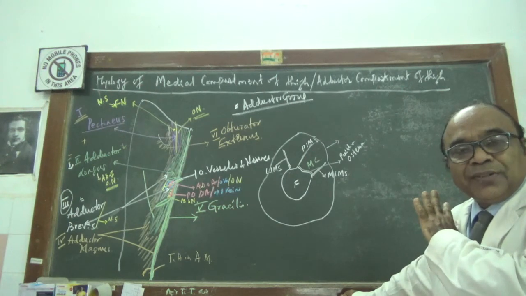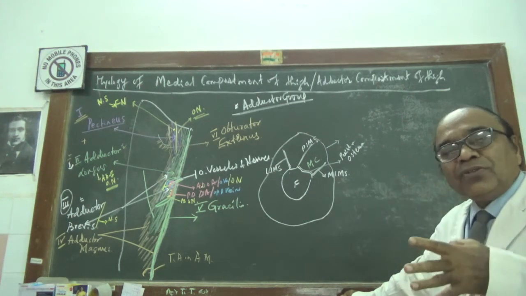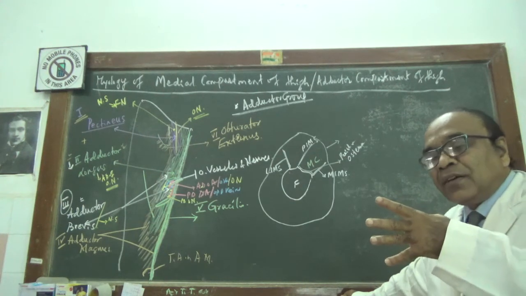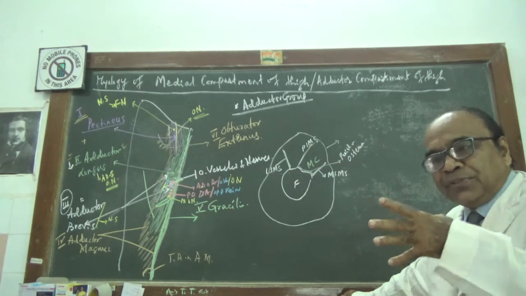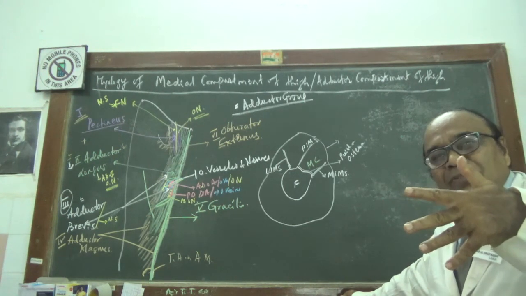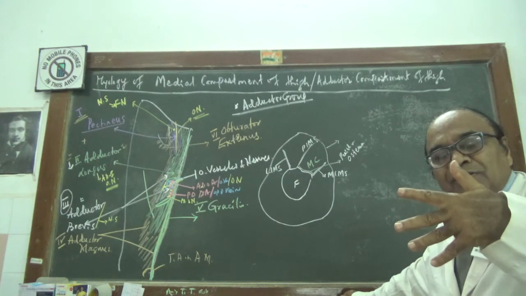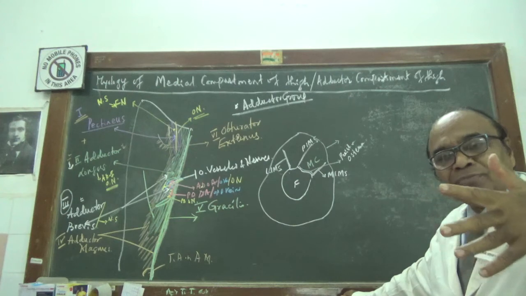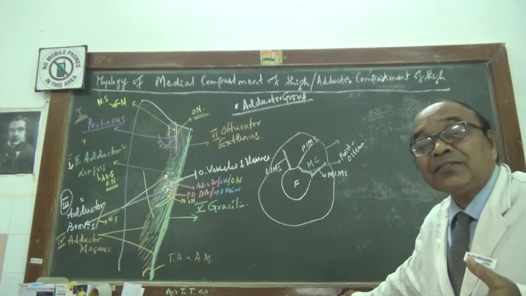Now medially, for these middle fibers, you will have the insertions of the adductor brevis and the adductor longus, and then the attachment of the medial intermuscular septum, and then the vastus medialis. So this will be there.